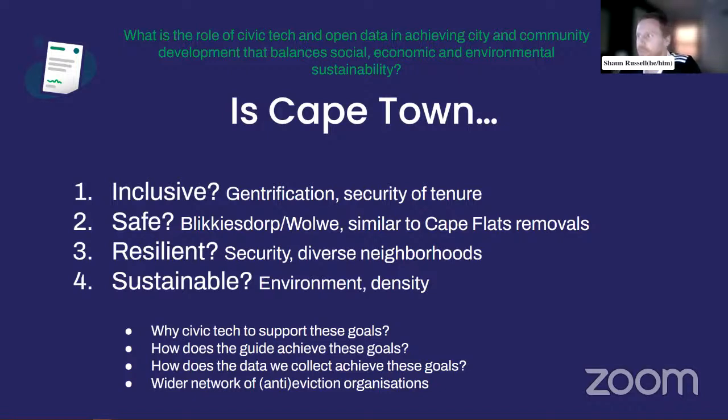For those who don't know Cape Town, there's a lot of gentrification and a lack of security of tenure. In terms of safety, it's one of the most dangerous places when it comes to violent crime in South Africa and even in the world. And in terms of safety and resilience, inclusivity and sustainability, we do also have a long history of forced removals. What were legalized forced removals under apartheid are now done in a way that's still backed by the law, but just in the form of gentrification and rising house prices, and then a lack of places for people to live.